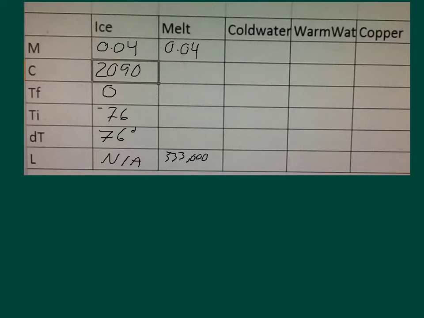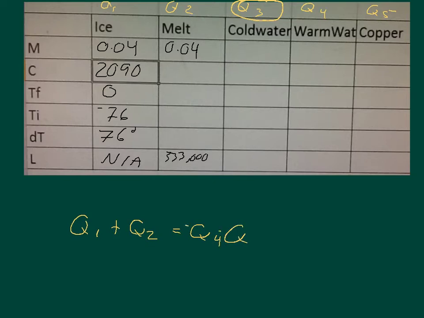So Q1 is my ice, so we'll say this is Q1, Q2, Q3, Q4, and Q5. We don't know if Q3 even exists. We don't even know if Q2 exists. We don't know that the ice even warms up to the point that it melts for sure. But we're going to assume Q1 plus Q2, and we're going to say that Q3 doesn't exist, equals negative Q4 minus Q5.